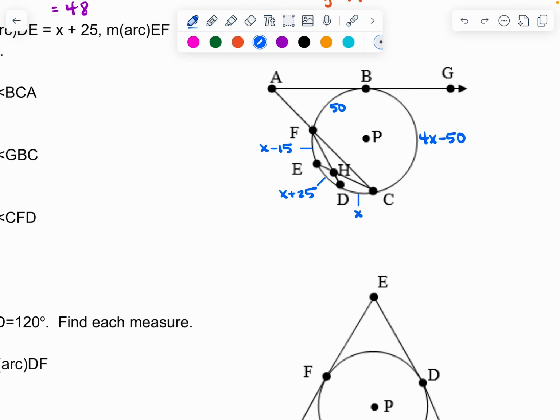So we've got 4x plus another x plus another x plus another x. So that's going to give us 7x, right? And then we have a positive 50 and a negative 50, which just cancel each other out, so I can ignore those. And we have a negative 15 and a positive 25, which is going to give us plus 10. And so that all has to equal 360. So we're going to solve that. We're going to subtract the 10. And looky there, we get 50.